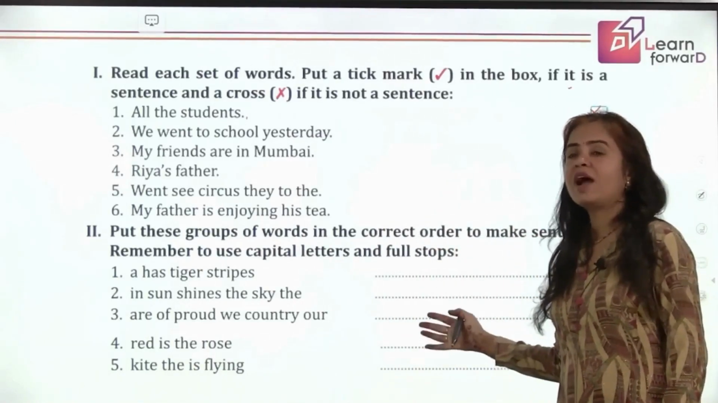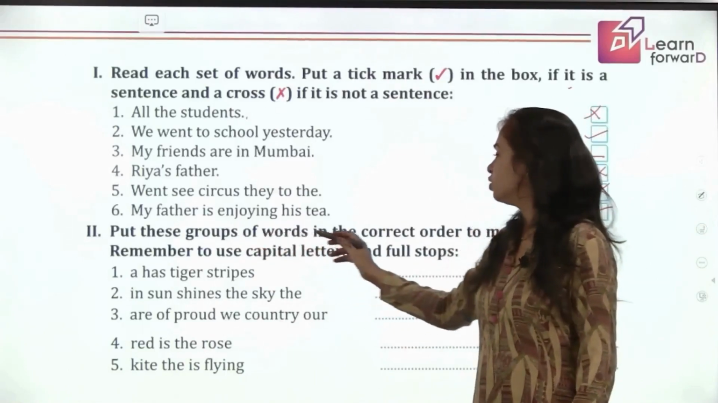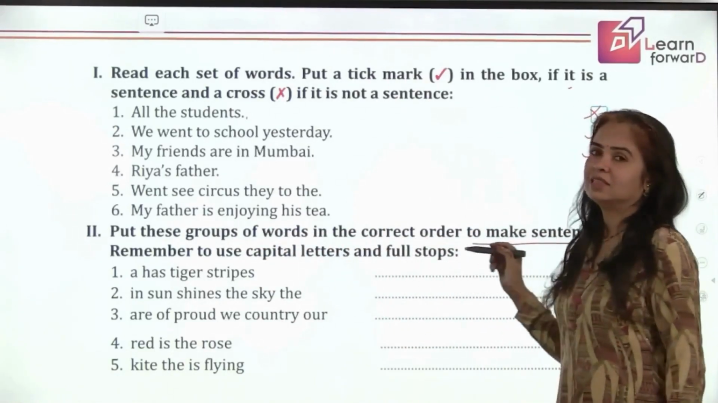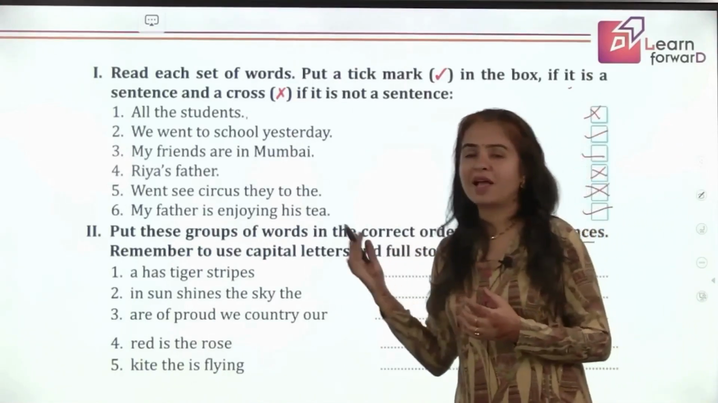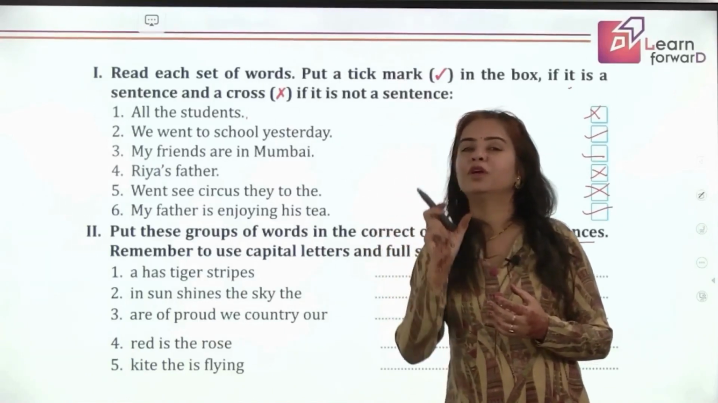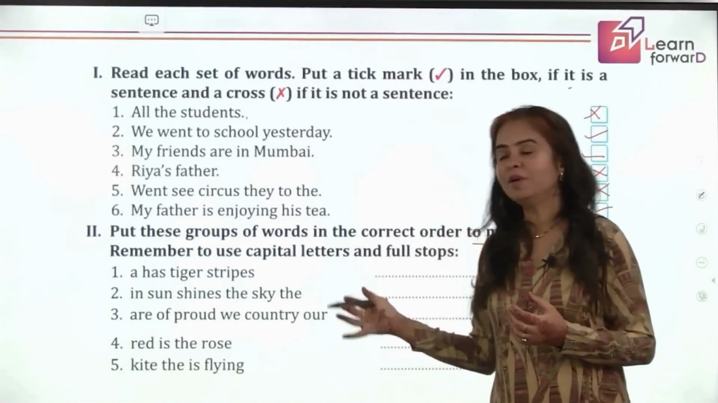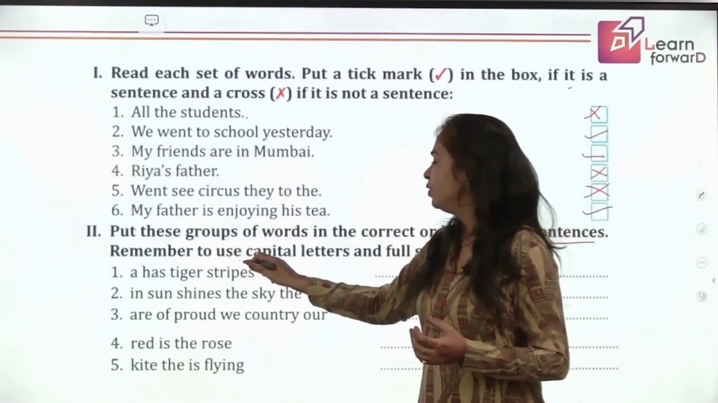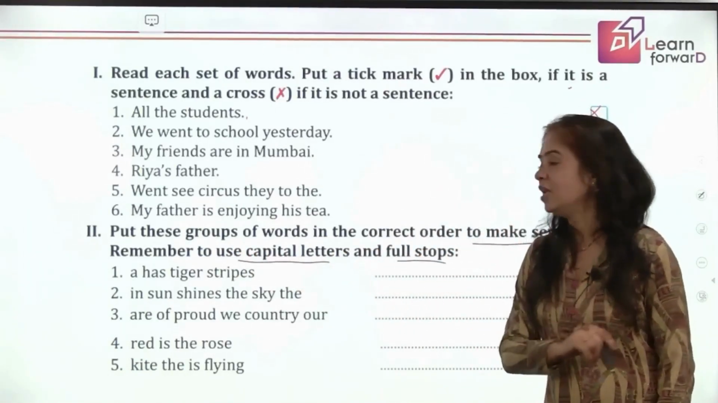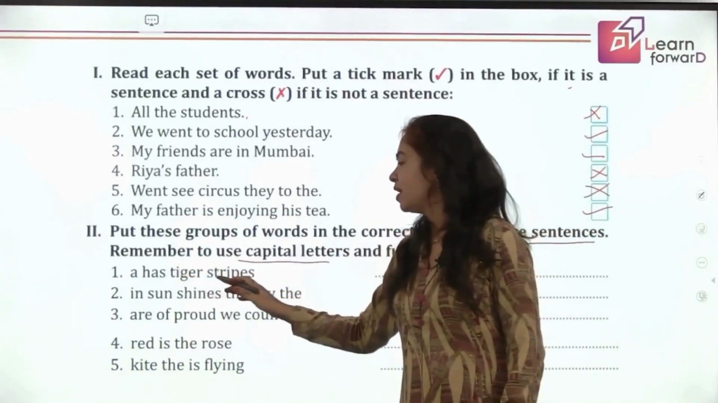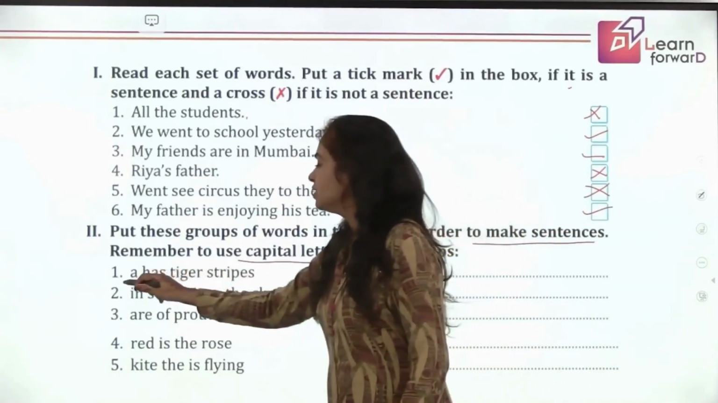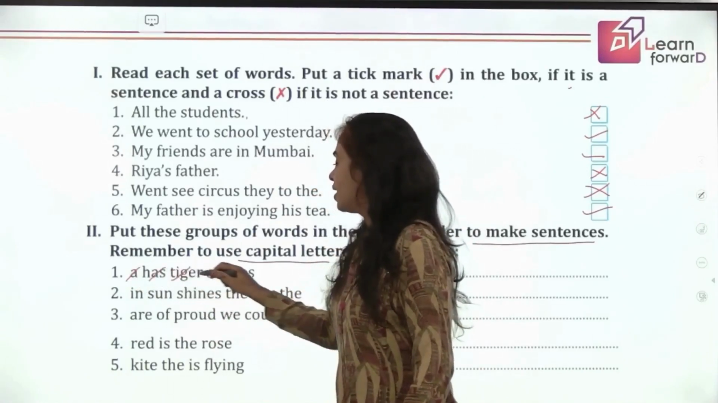Now here you have some groups of words. Put these groups of words in the correct order to make sentences. So we'll just rearrange them as we have done. We have seen in the examples, the same words were put into perfect sentences. We'll be doing that here. Remember to use a capital letter and a full stop. That is very important. A has tiger stripes. Good. So what are you saying? A tiger has stripes.